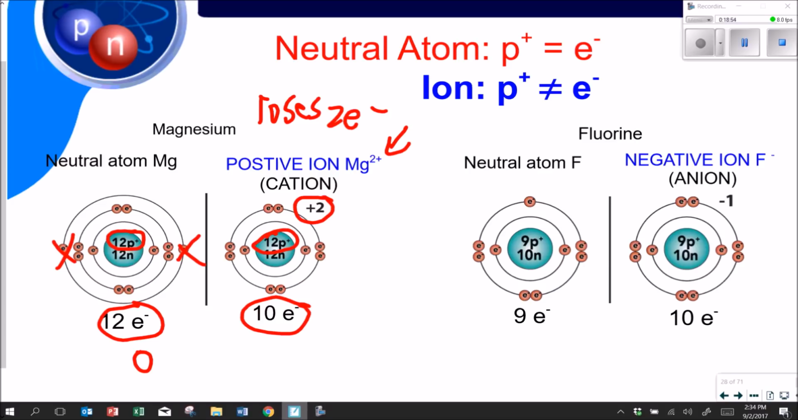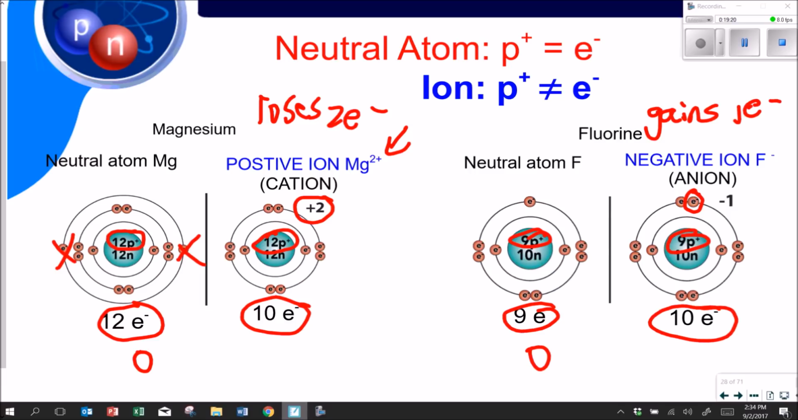Fluorine forms an ion by gaining 1 electron. Here's our neutral fluorine atom. It has 9 protons and 9 electrons. Overall charge is 0, so neutral. Fluorine gains an electron. There it is over here, an extra electron. So now we have 9 protons and 10 electrons. So we have 1 extra electron with an overall charge of -1. And this is how we write our fluorine ion, F with the negative sign.